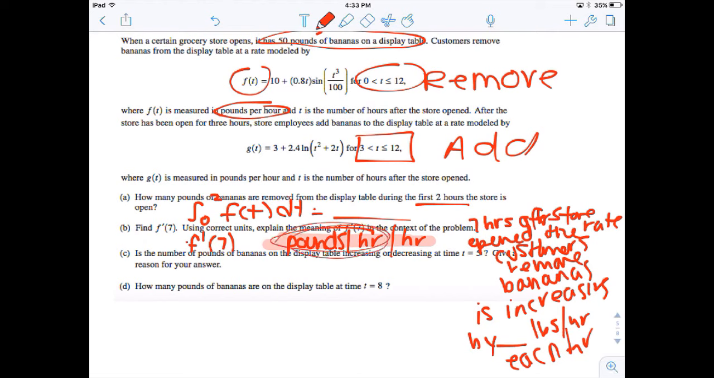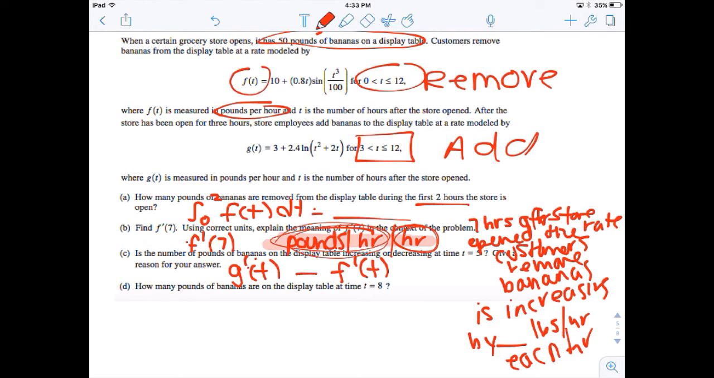Now, is the number increasing or decreasing? Well, let's look at this. The rate they're being taken away and the rate they're being added. So I'm going to do g prime. I'm going to find f prime, and I'm going to compare those, see whether more are being removed or added. The other thing you can do is subtract, add minus remove at that time, and you can see whether it's positive or negative.